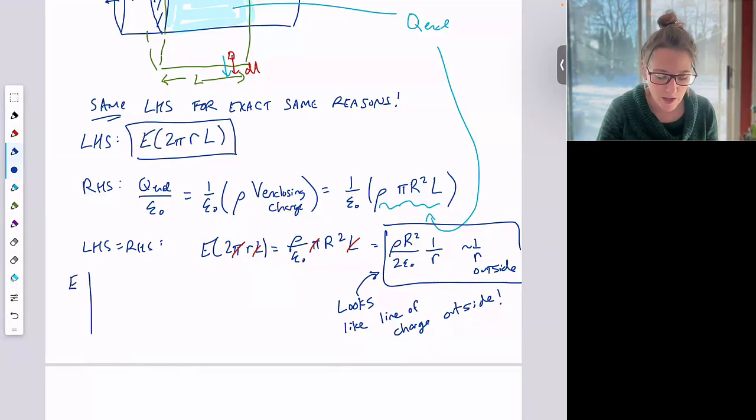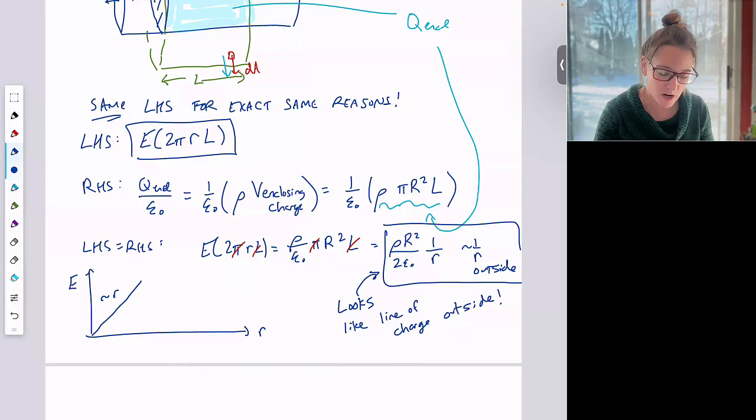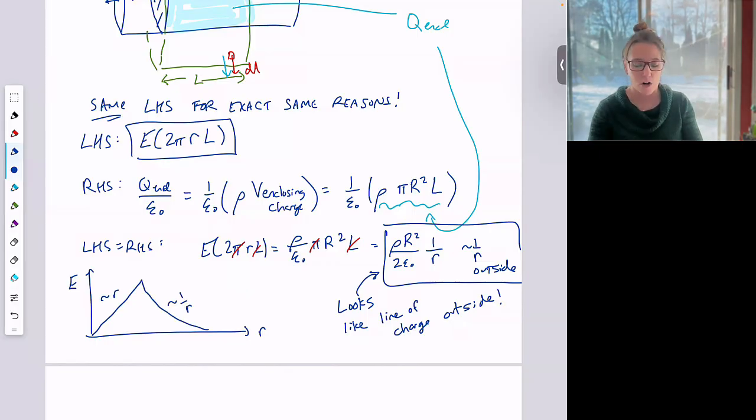So my electric field as a function of r is going to increase with r on the inside, and then it's going to drop off as 1 over r when we start to move to the outside of it.